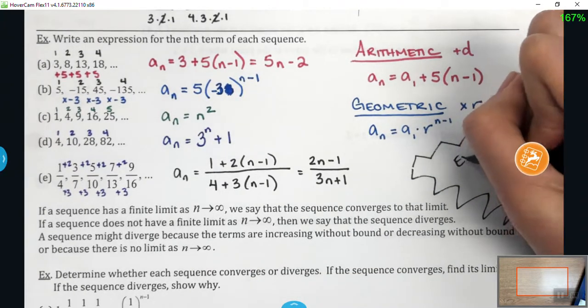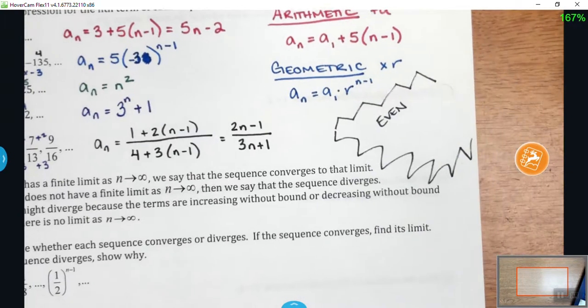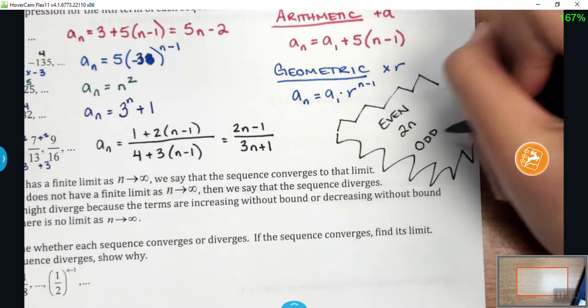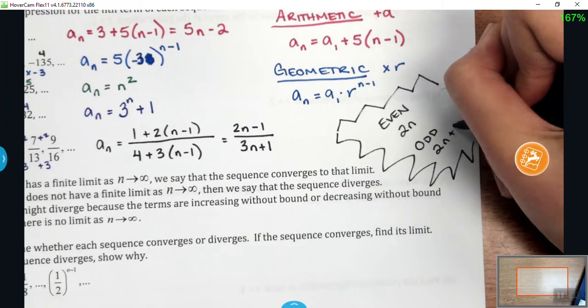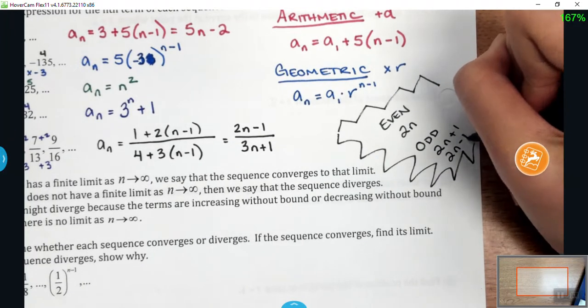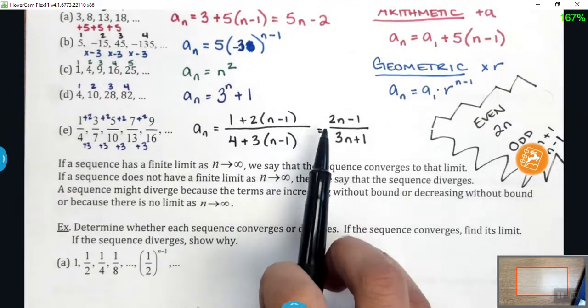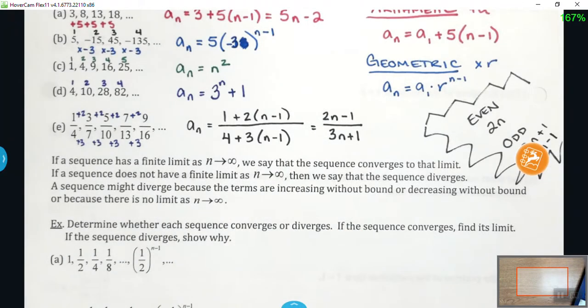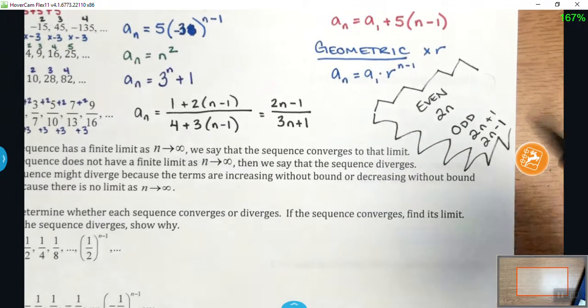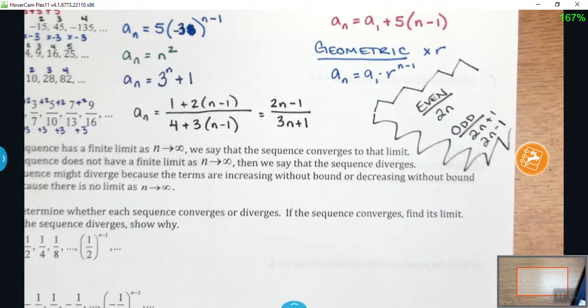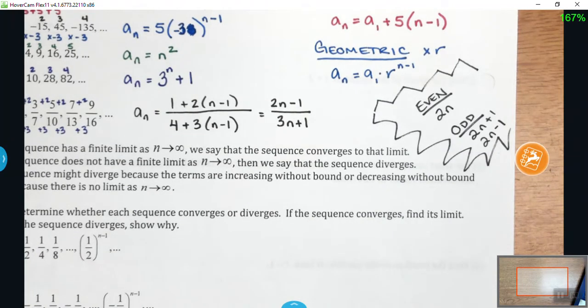So even sequences always look like 2n. And then odd sequences always look like either 2n plus 1 or 2n minus 1. Like if you look at this, it's going from 1 to 3 to 5 to 7 to 9, which is 2n minus 1. Or it could be 2n plus 1. But both of those are sequences that you should know. Okay? Alrighty? Everybody okay? Alright.